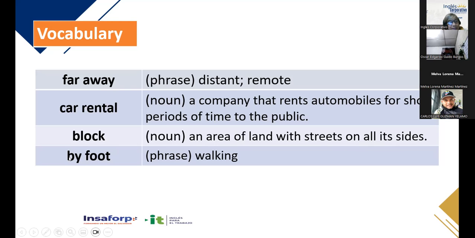By foot, the one that I said, by foot, is walking, when you walk. And then you say, I travel by foot. I go to my work by foot. I go to school by foot. I go downtown by foot. I go to the supermarket by foot. It's a means of transportation too.